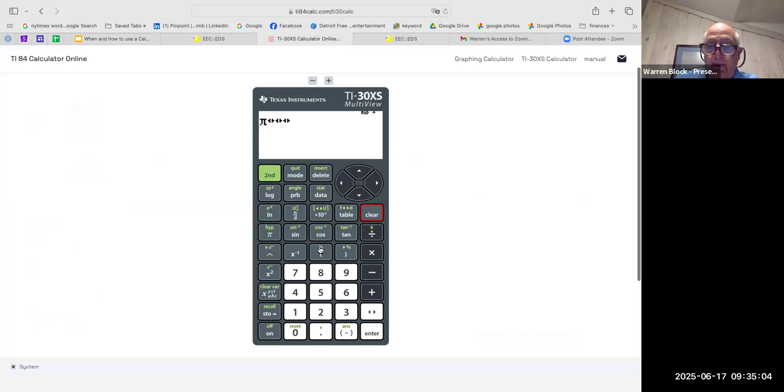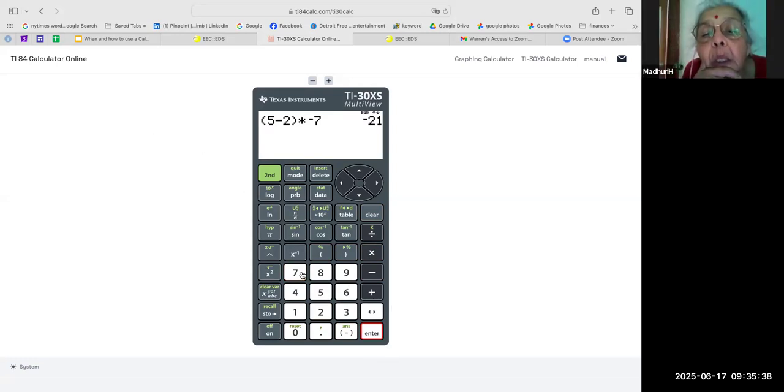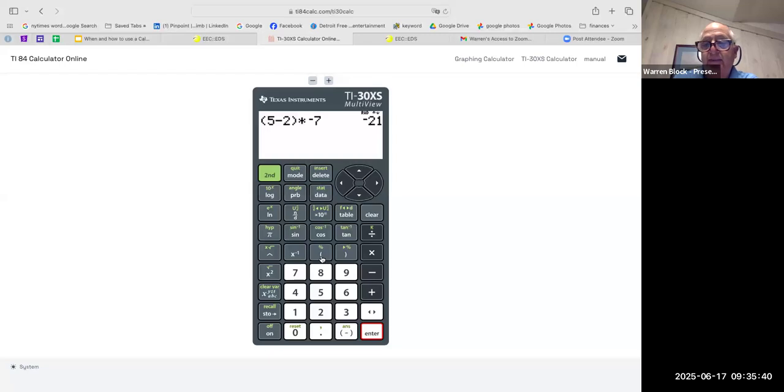So parentheses 5 minus 2, parentheses, times -7. This is the calculator help you get if you press that button, which I'll show you in a second. And we got -21. Could you please show again how to get the parentheses? Okay, above the 8, that parentheses, okay.